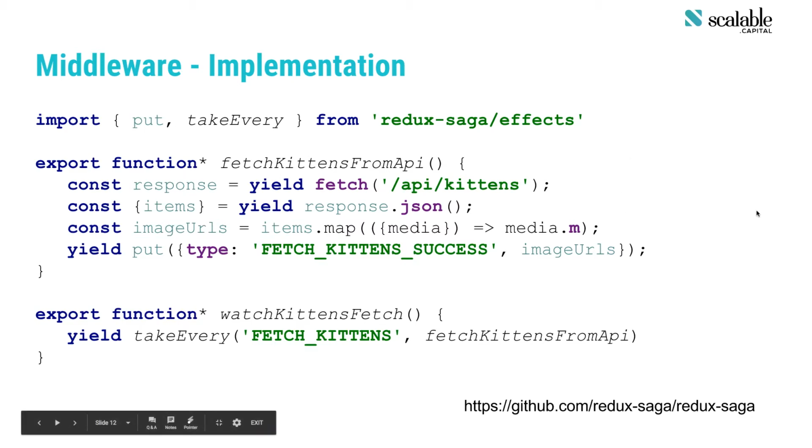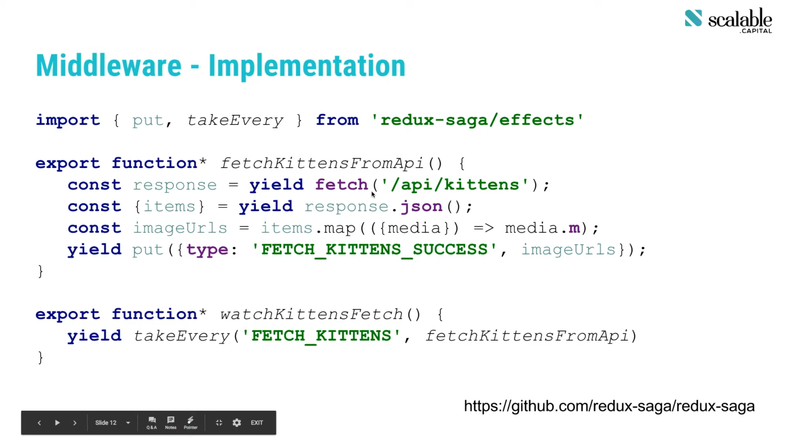If you take a look at the function below, it's called watch kittens fetch. And it's a so-called generator function. You can see that from the star here. And it would say, okay, I'm going to wait for every fetch kitten action to be dispatched. And whenever that action is dispatched, I'm going to call fetch kittens from API. And that would then finally do our request.